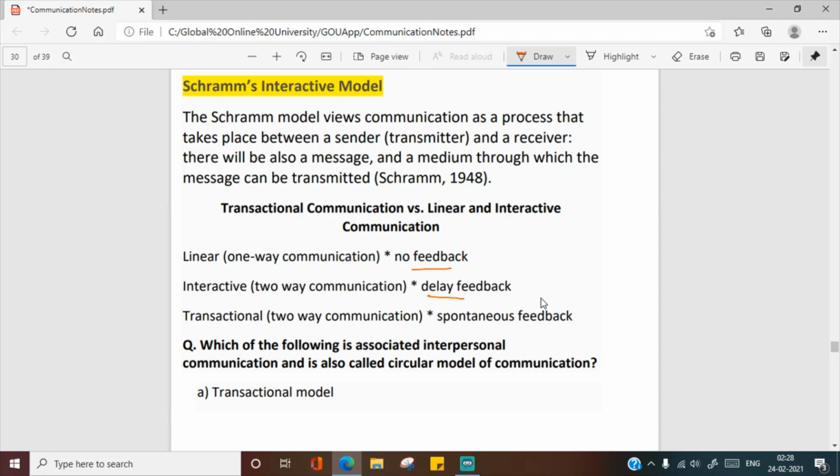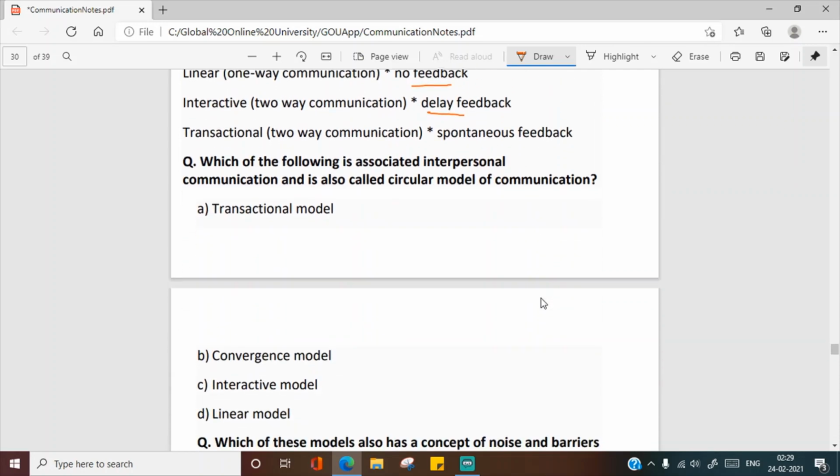Okay. Let's do some questions on models of communication so that this topic becomes by heart for you. Which of the following is associated with interpersonal communication and is also called the circular model of communication? So, we are talking about interpersonal. What did I tell you? I told you that the transactional model uses face to face. Okay?